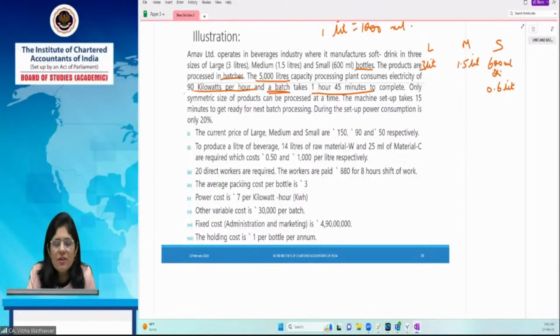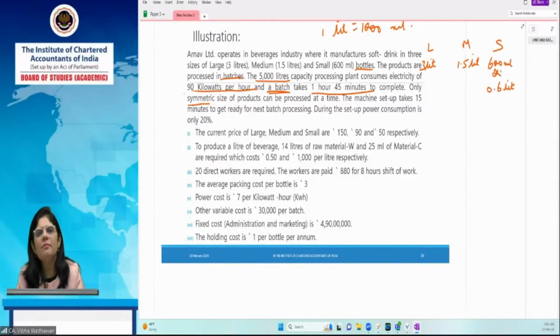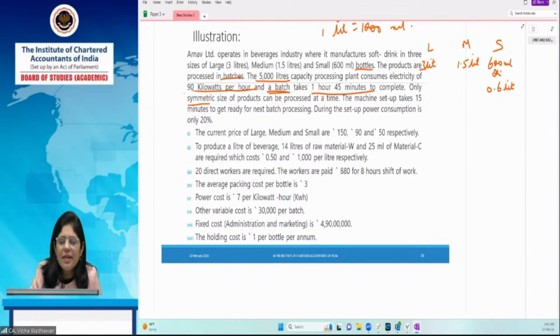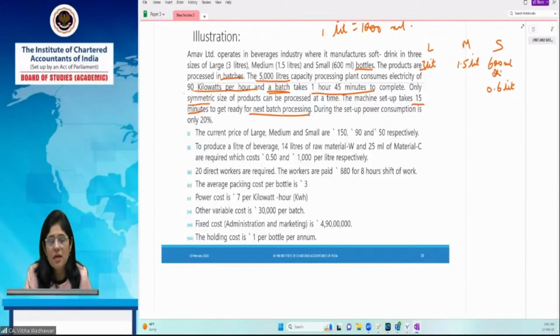Only symmetric sizes of products can be produced. Symmetric size means if you are making large bottles, then only large will be made; if you are making medium, then only medium will be made. The machine setup takes 15 minutes to get ready for the next batch. So 15 minutes for setup and 1 hour 45 minutes of actual production, total 2 hours for one batch.